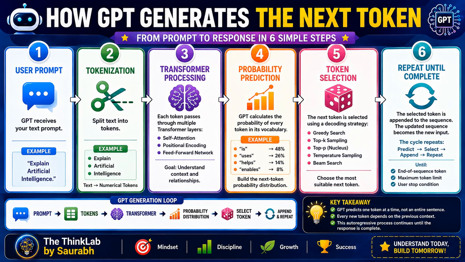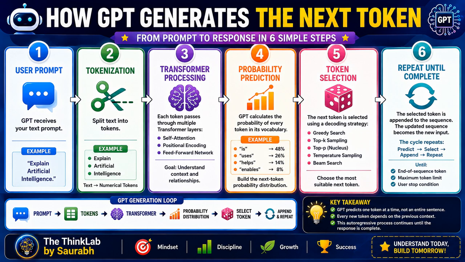Step two is tokenization. The text is divided into smaller pieces called tokens. A token may be a complete word, maybe part of a word, a number, or even punctuation. For example, "artificial intelligence is amazing" may become separate tokens, and each token is assigned a unique numerical ID. So the model never works directly with text. It only works with token IDs. Tokenization makes the text understandable for the neural network.